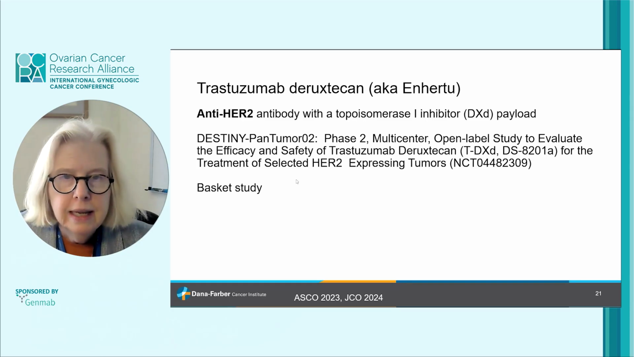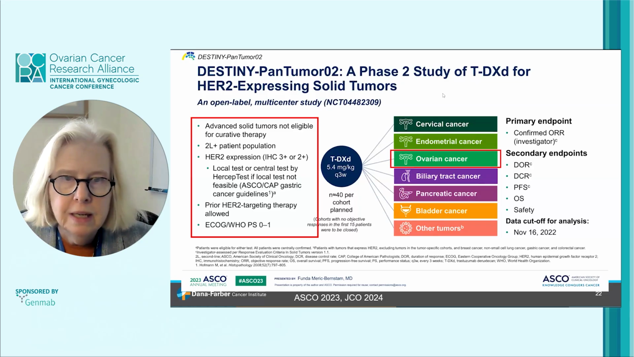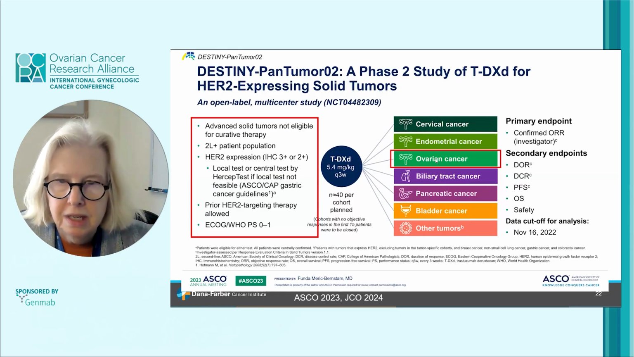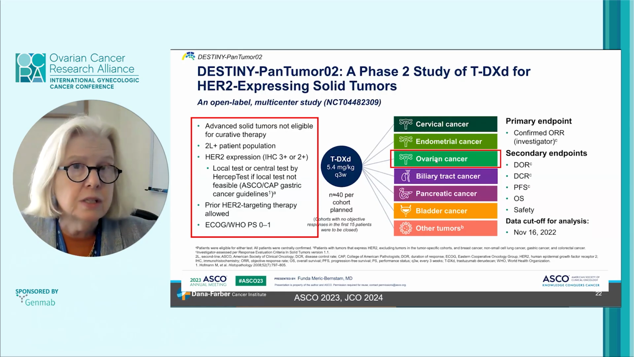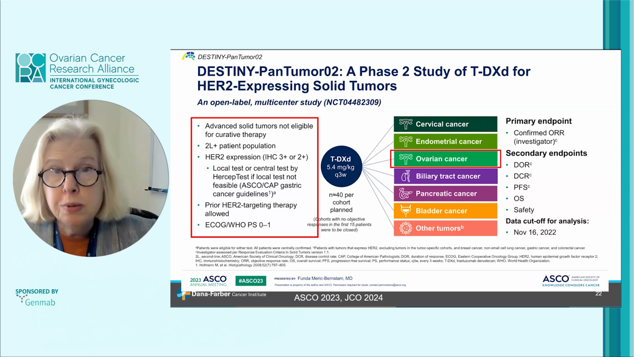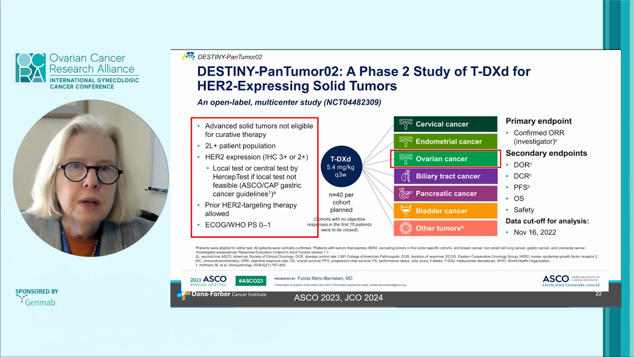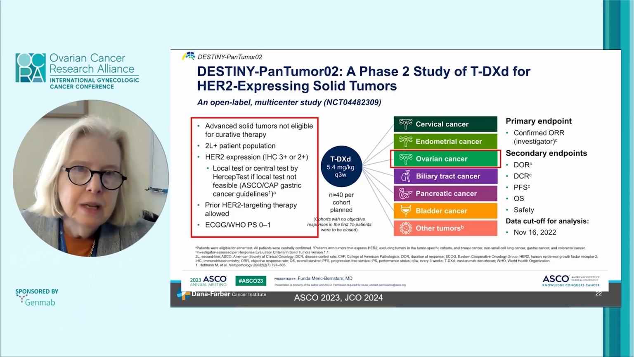It's a basket trial. This is the trial design. These are the different types of patients' cancers who are enrolled. The top 3 are GYN. Dr. Monk is going to talk about cervix and endometrial. I'm going to talk about ovarian cancer here. So 40 patients with HER2 2+ or 3+. This is measured, the level of HER2 measurement is different compared to folate.